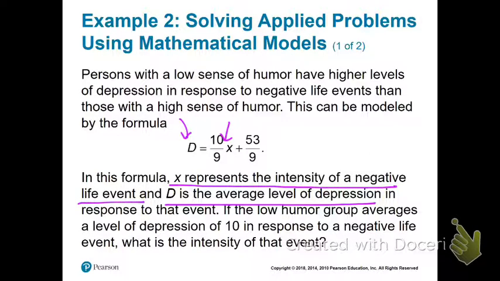All right, so what are we after? It says if the low humor group average a level of depression of 10, so that's D, in response to a negative life event, what is the intensity of the event? So we're looking for X. And I'm actually not going to be able to write it on this one, so I'm going to have to go to the next one.